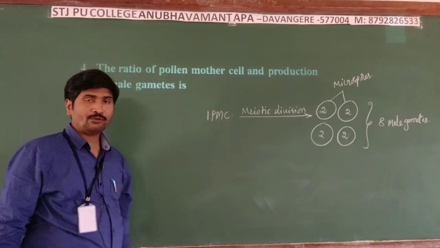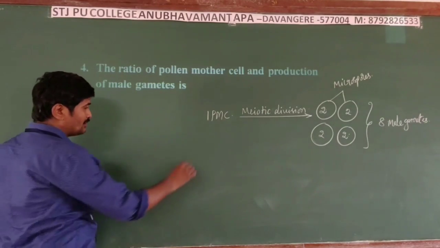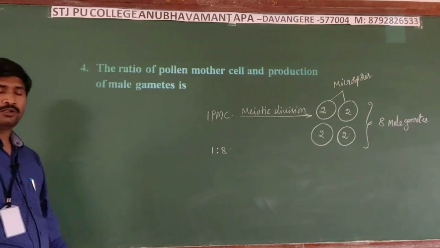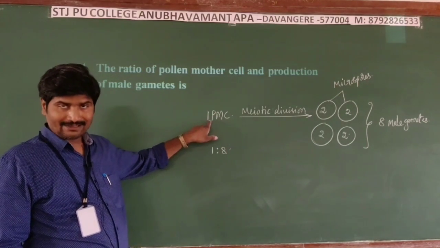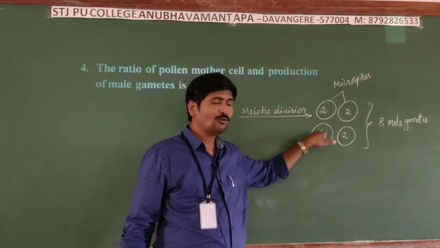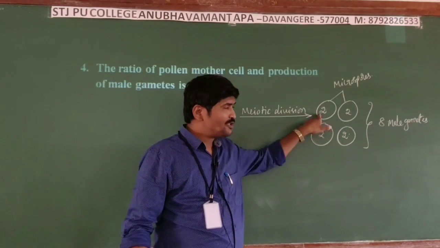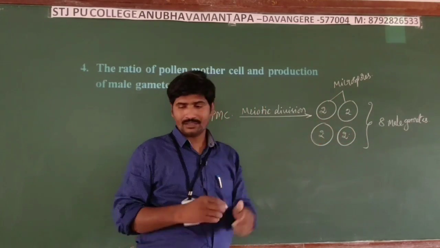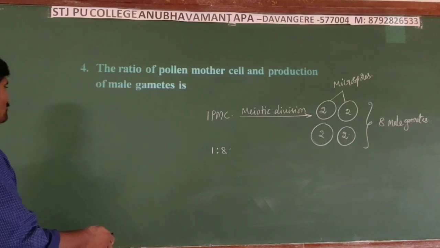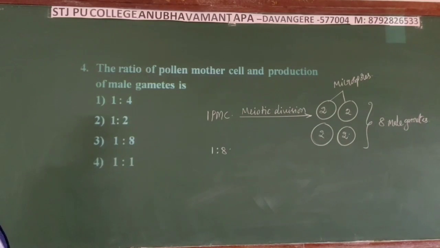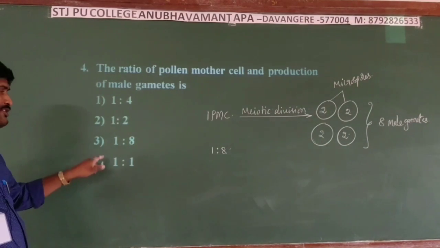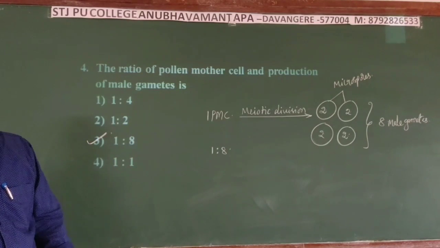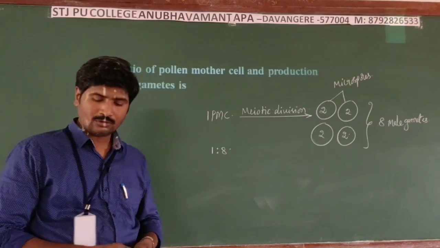Now tell what is the ratio? That is 1:8. One pollen mother cell gives rise to 4 pollen grains. Each pollen grain contains how many male gametes? 2 male gametes. Okay? See here, options. Which option is correct? 3. 1:8 is the correct option. Okay? Nice.